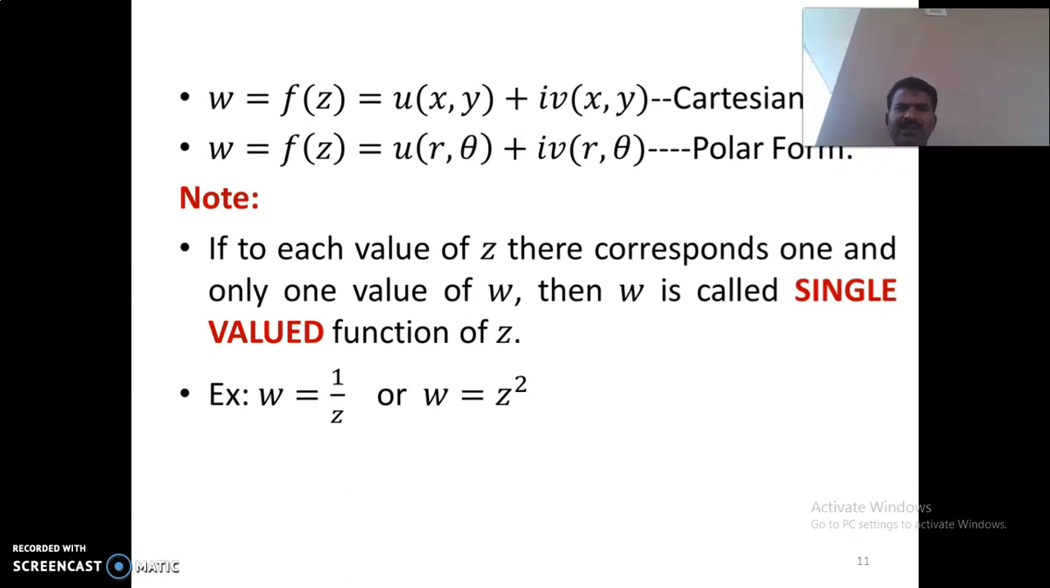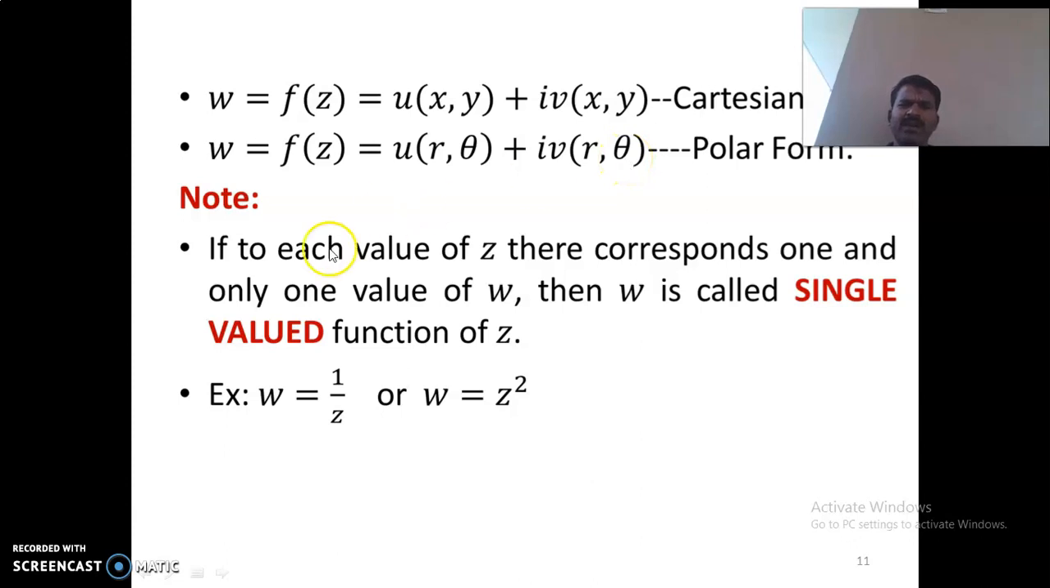And next we have seen another one. As I have already discussed, the Cartesian form of a complex function of a complex variable is w equal to f of z, in terms of u and v being functions of x and y, whereas in polar form u and v are functions of r and theta.